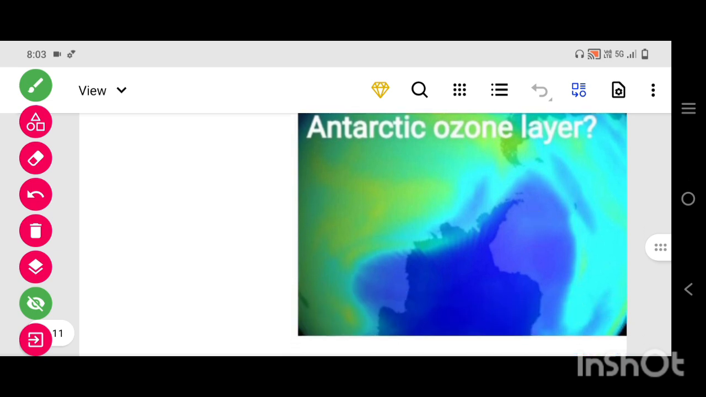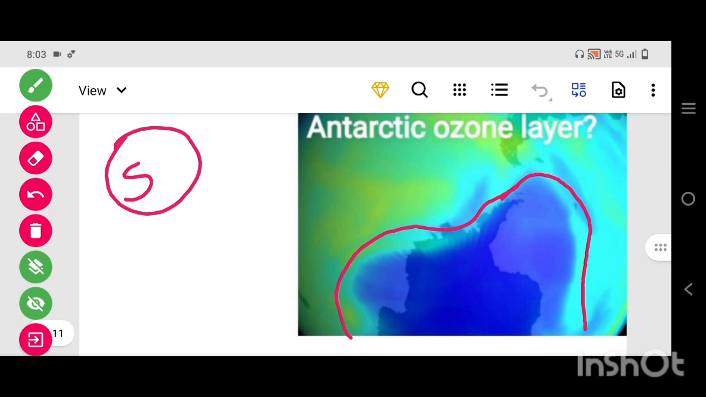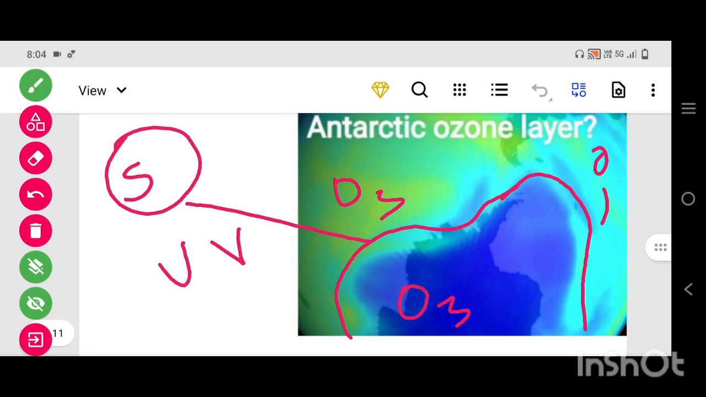See in this picture, this is the map of earth taken from the space, and you can see here the blue area shows the depletion of ozone occurred due to the harmful sun's ultraviolet radiations coming towards the surface. Here you can see ozone is present everywhere, but the layers gradually got reduced. The amount of ozone present here is less than this.